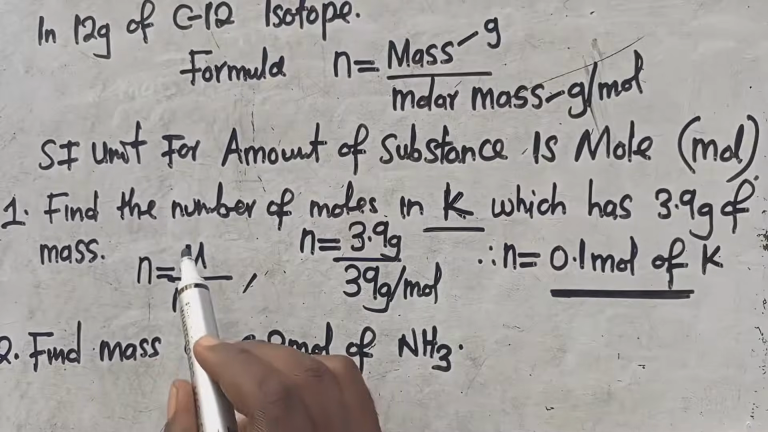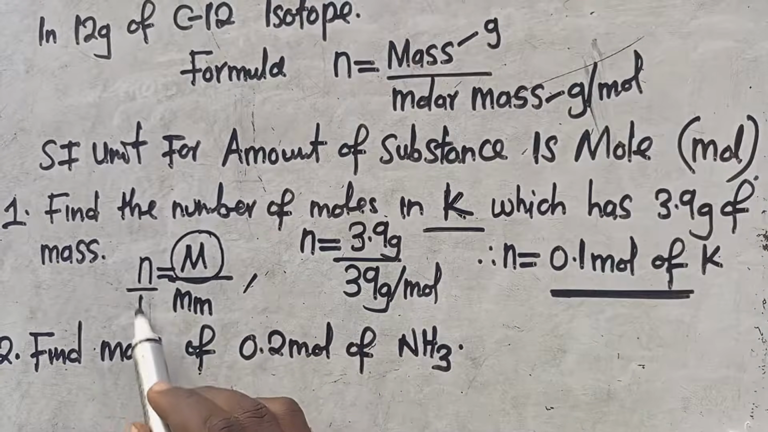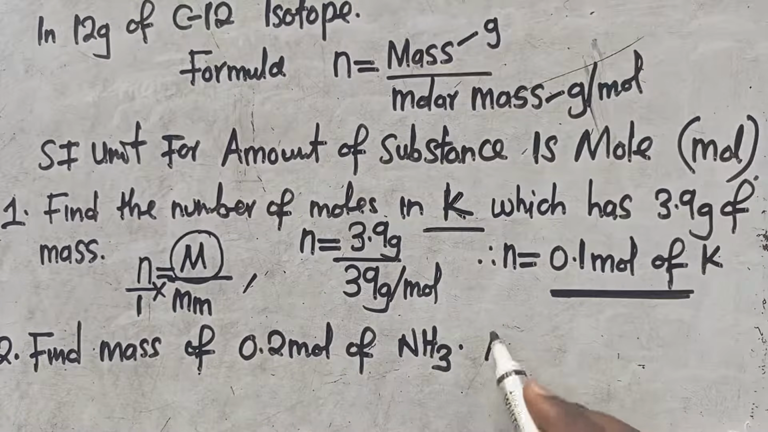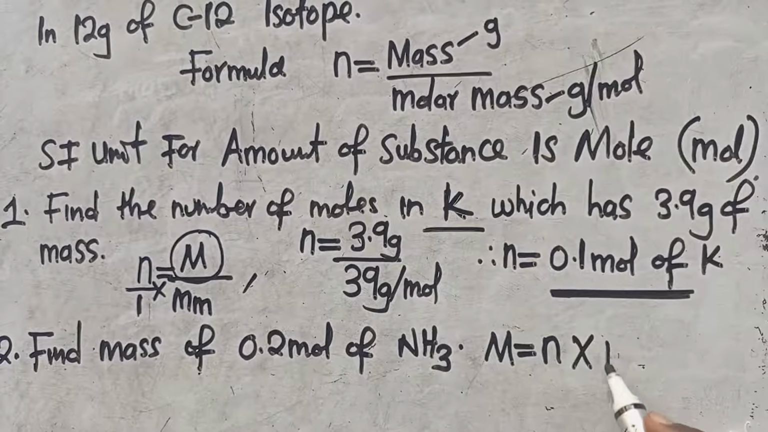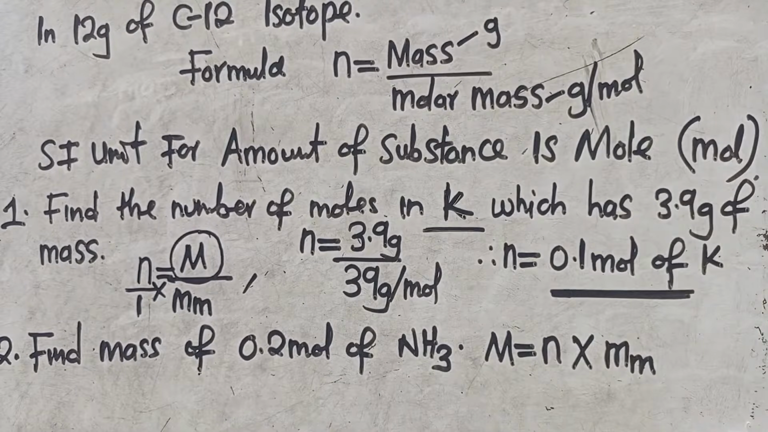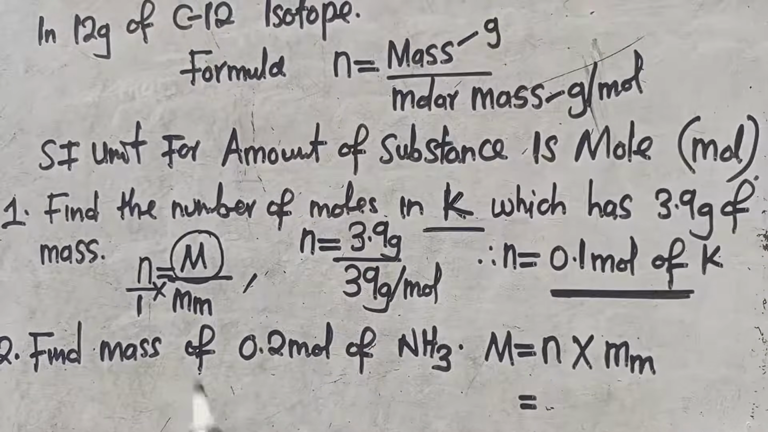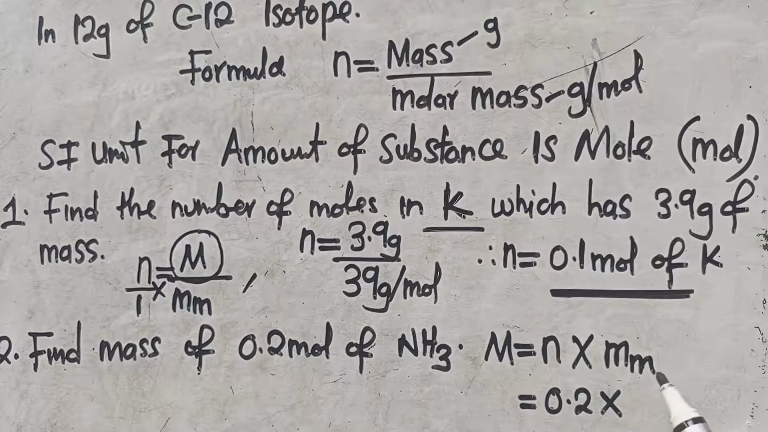In other words, we are making M the subject of the formula. You just put 1 there, then you cross multiply. This tells you that mass is given by the formula number of moles times molar mass. This is the formula you use, where the number of moles is 0.2.